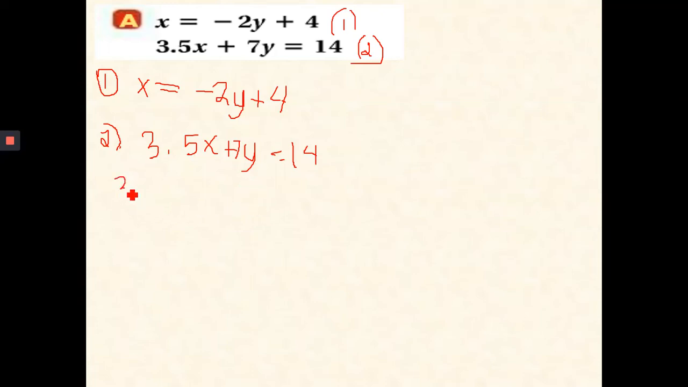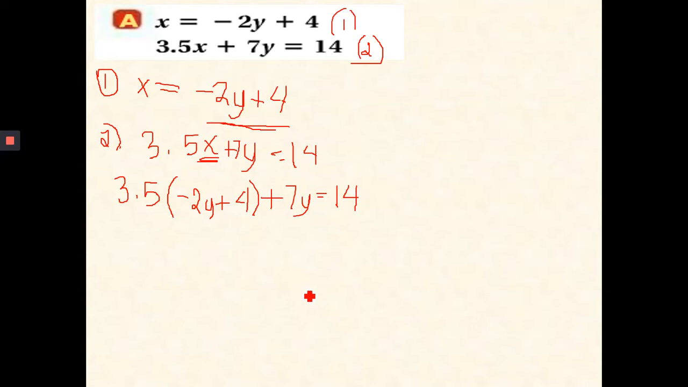Then after that, we're going to substitute. And enclose. Instead of writing x, we are going to substitute this one. We have to write negative 2y plus 4, plus 7y equals 14. Okay?